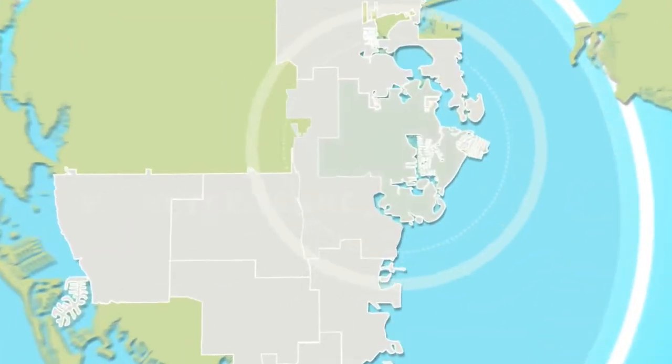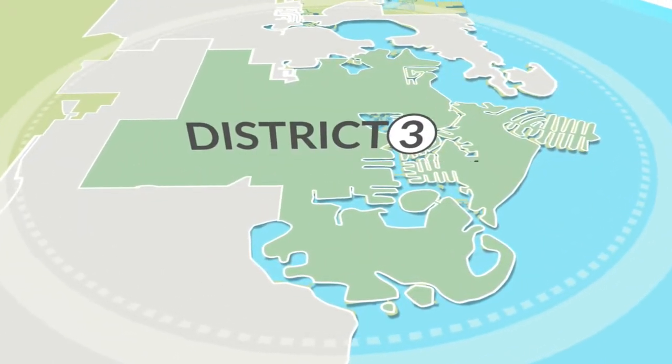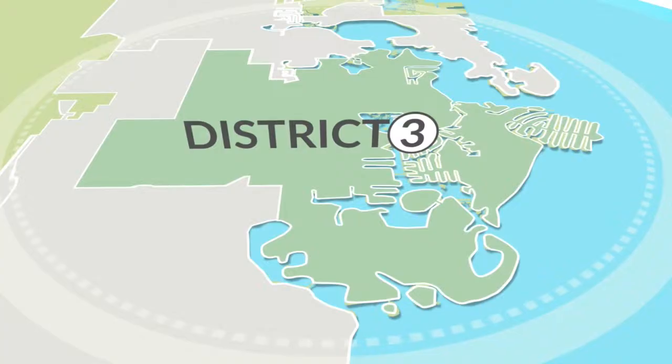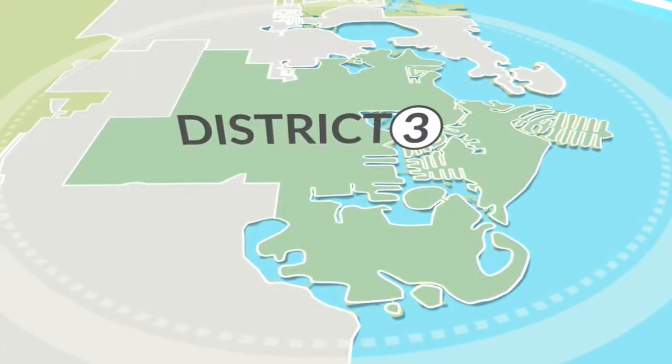District 3 spans parts of eastern and northeastern St. Pete, bordered to the east by Tampa Bay. It's a slice of everything that makes St. Pete special. Vibrant neighborhoods, convenient city amenities, and abundant access to nature. Hi, I'm Mike Harding, your City Council member for District 3.